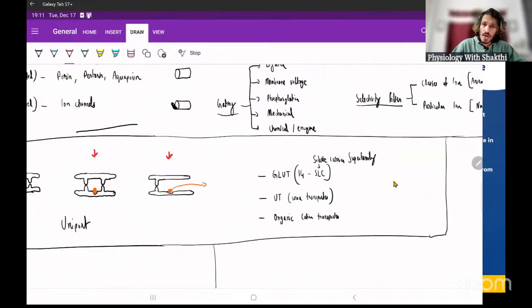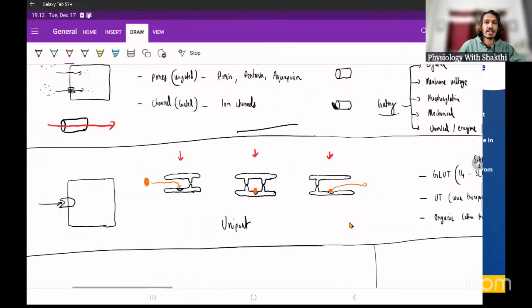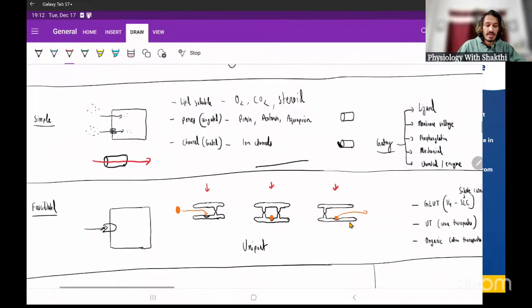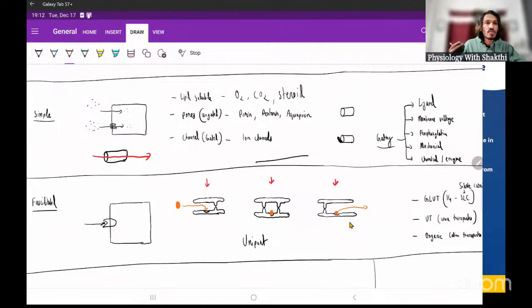One common example is your GLUT transporters. Glucose and fructose are all transported using GLUT transporters. Then you have urea transporters, certain organic cation transporters. So GLUT transporters, urea transporters, organic cation transporters are all examples of facilitated diffusion. Now remember that question I was telling you earlier. What is the difference between simple diffusion and facilitated diffusion? If that is the question asked, then you have to talk about how in simple diffusion, it goes down the concentration gradient, either through lipid solubility or through pore gates, and give examples. Here also mention how there's a carrier protein involved and give examples.